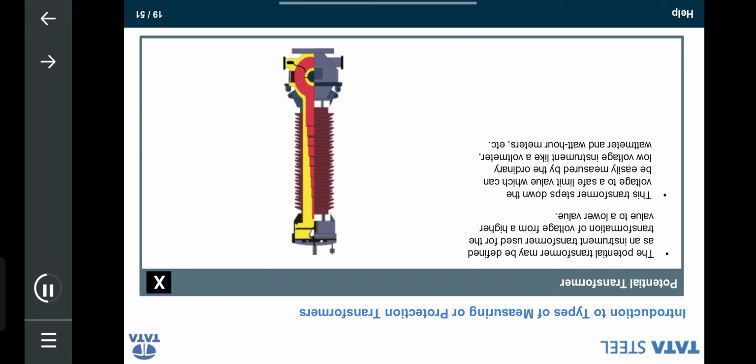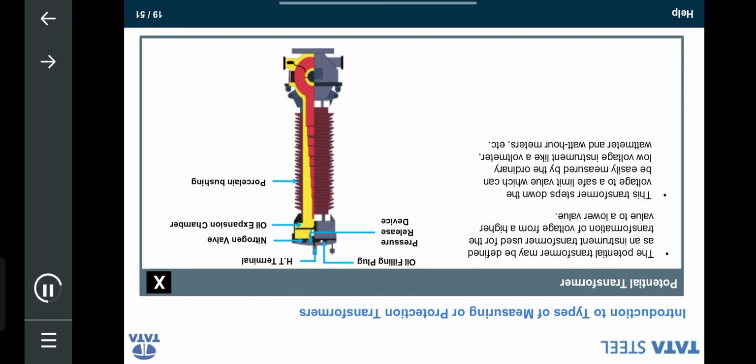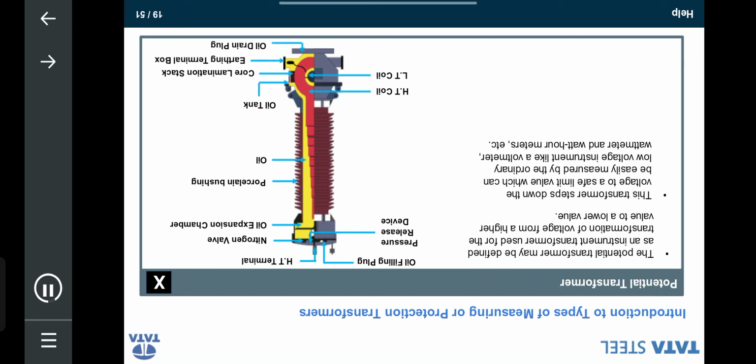Here is the image of the potential transformer with labels. Oil filling plug, HT terminal, pressure release device, nitrogen valve, oil expansion chamber, porcelain bushing, oil, HT coil, oil tank, cold lamination stack, LT coil, earthing terminal box, oil drain plug, earthing terminals, secondary terminal box.